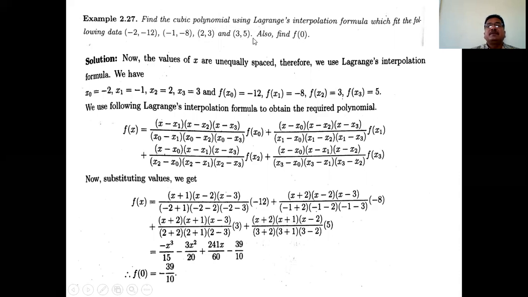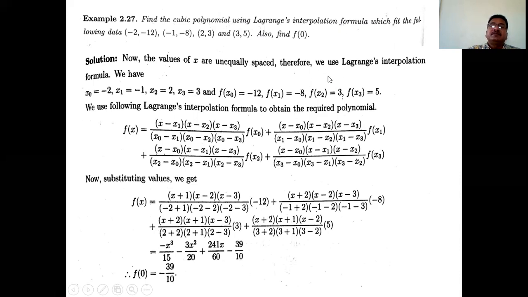Even if the statement about using Lagrange's interpolation formula is not given in the problem, we still have to use Lagrange's interpolation formula for this problem. The question is: find the cubic polynomial which fits the following data.